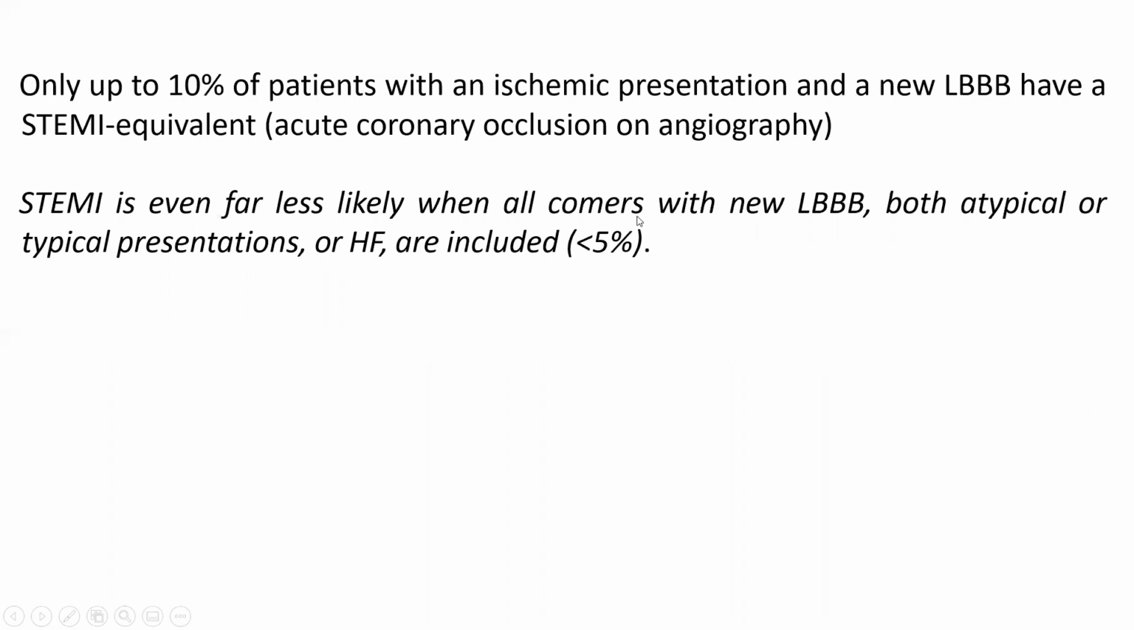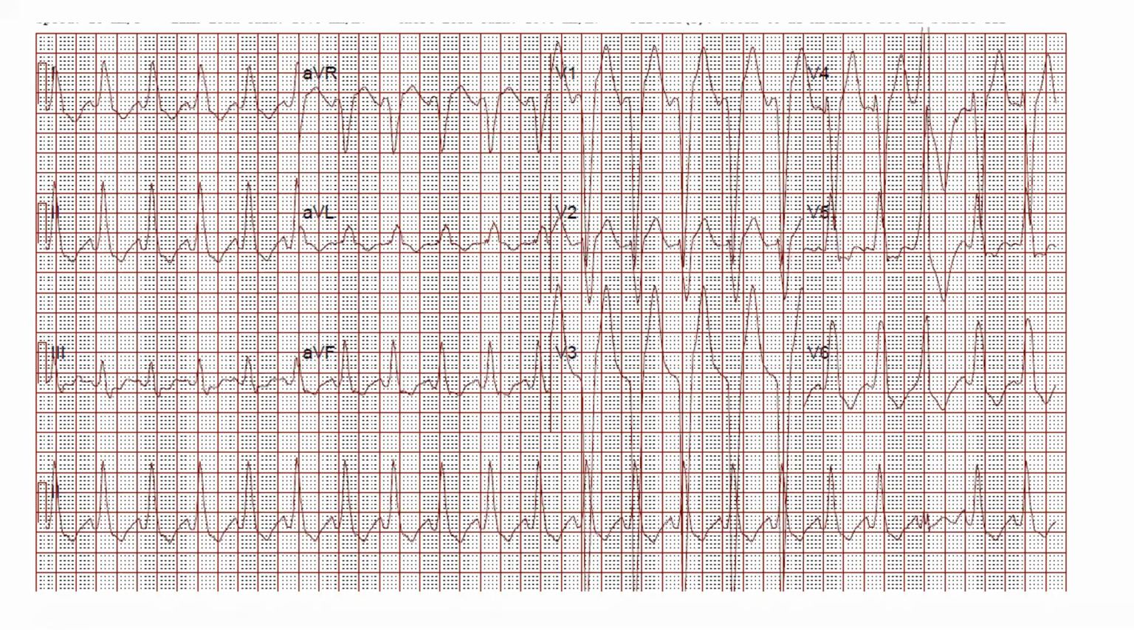So new left bundle branch block is overwhelmingly not acute ischemia. Only up to 10% of patients with an ischemic cardiac presentation and new left bundle branch block have a STEMI equivalent with acute coronary occlusion on angiography. STEMI is even far less likely if you take all comers with new left bundle branch block, including patients with atypical pain and atypical presentations and heart failure. If you include all those, STEMI is probably less than 5%. This shows you how unlikely STEMI is with left bundle branch block. Yet you can have, of course, STEMI with left bundle branch block.